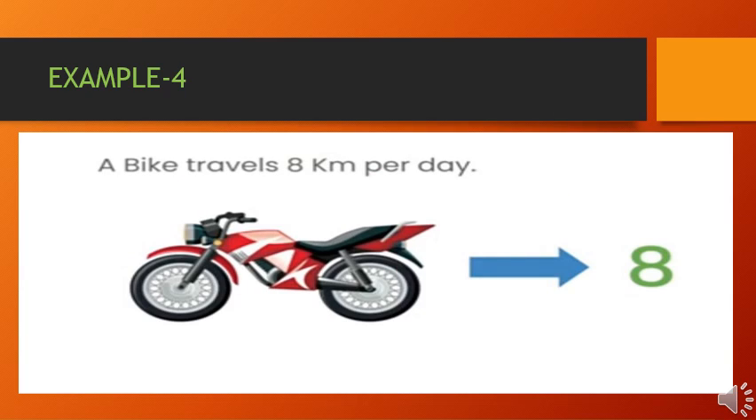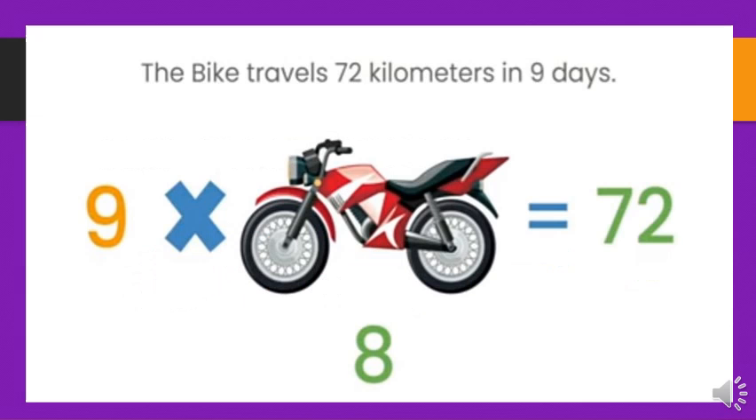A bike travels 8 kilometers per day. The question is how many kilometers it travels in 9 days. 8 kilometers has to be repeated 9 times. 9 into 8 is 72. So the bike travels 72 kilometers in 9 days.